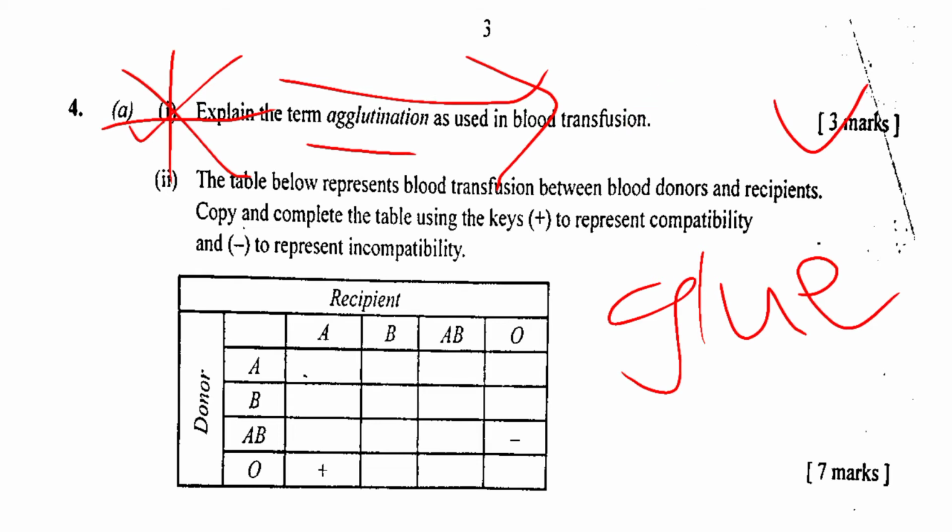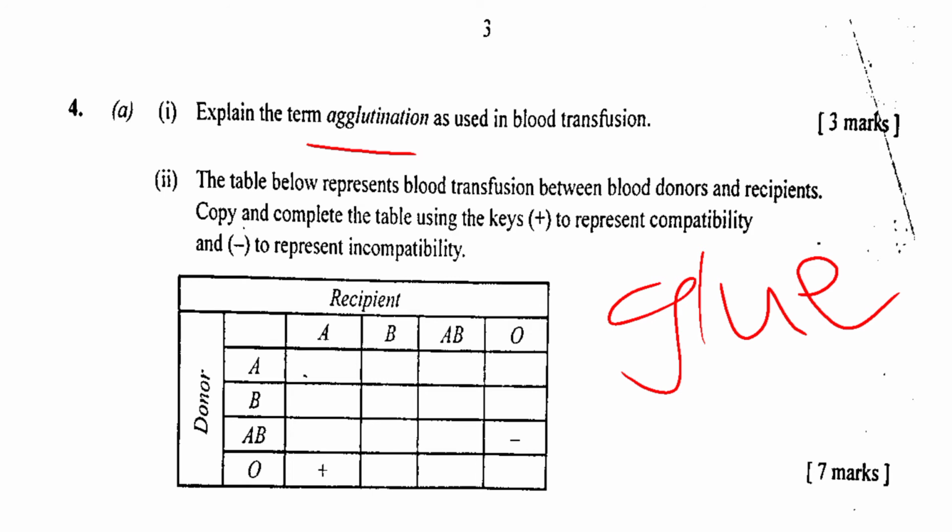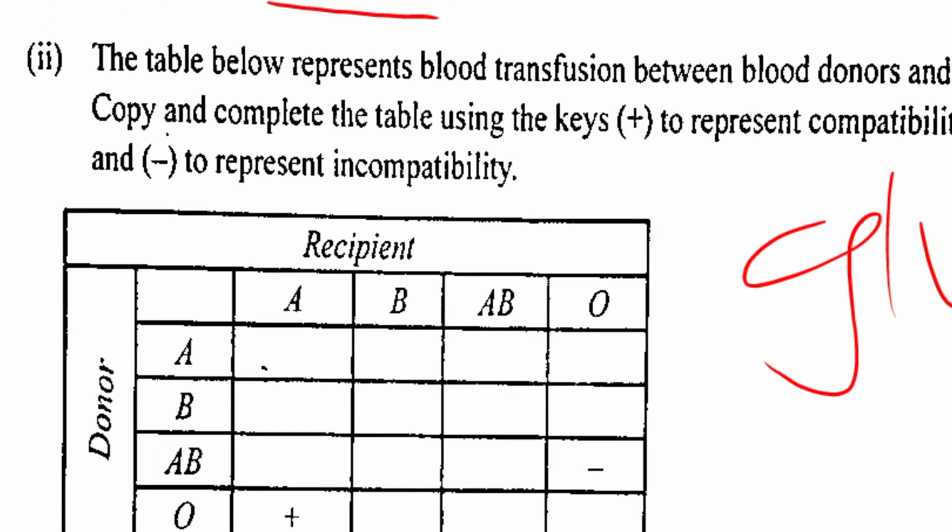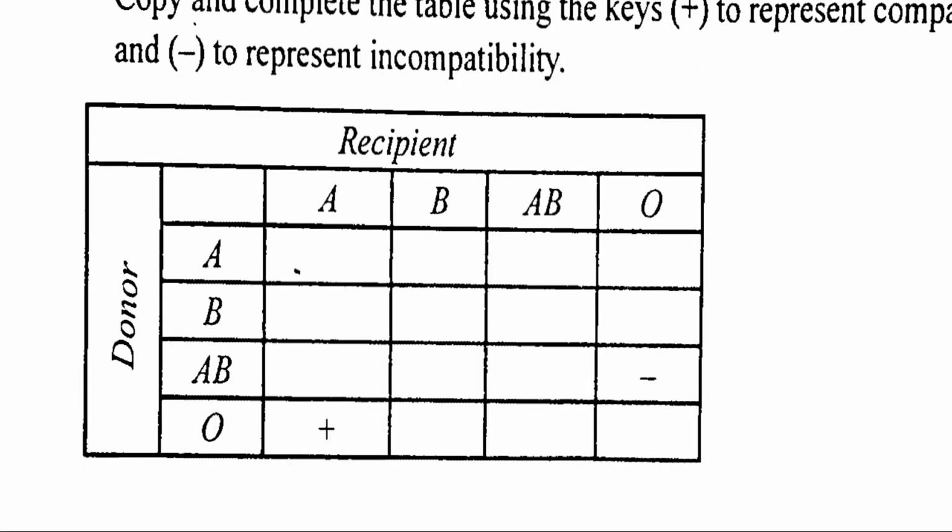I will do the annotations on the screen and focus on the compatibility test. This is our compatibility test. So here we have the donor, and here we have the recipient. I will then tell you who is a donor and who is a recipient. A person who is giving blood to another person, or a person whose blood is being given to another person, is a donor. A person who receives the donor blood is termed as a recipient.